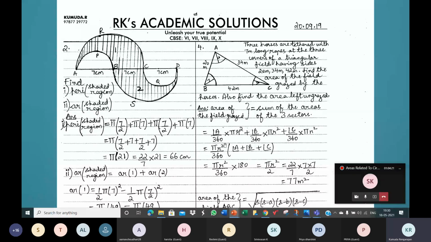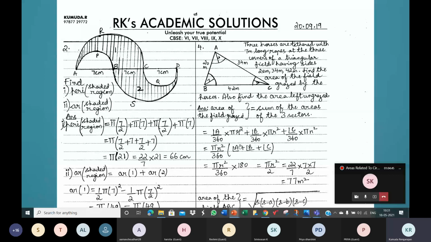Now pi r square by 360 is common. See here, pi r square by 360, pi r square by 360, pi r square by 360. So then you have angle A plus angle B plus angle C in the bracket.